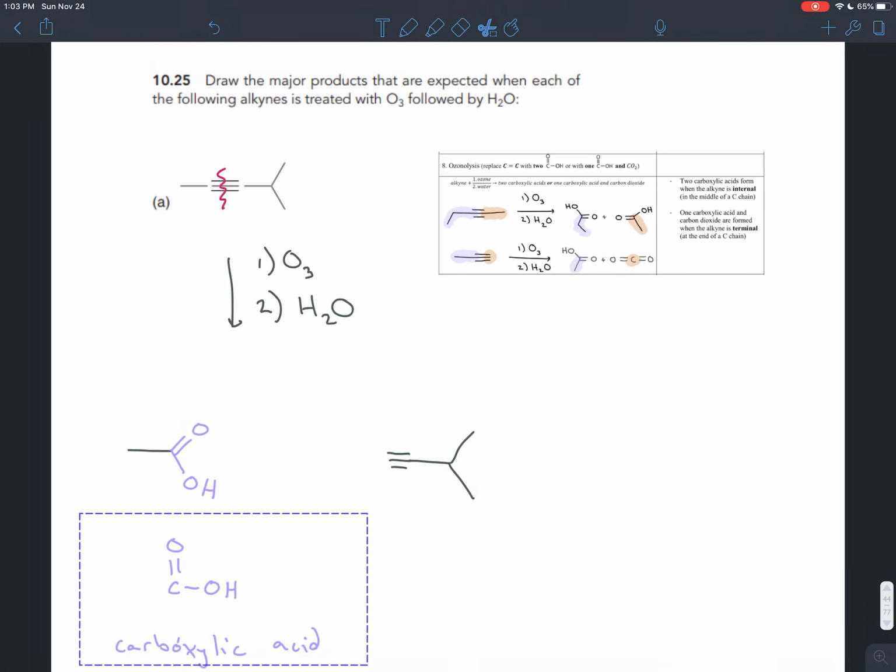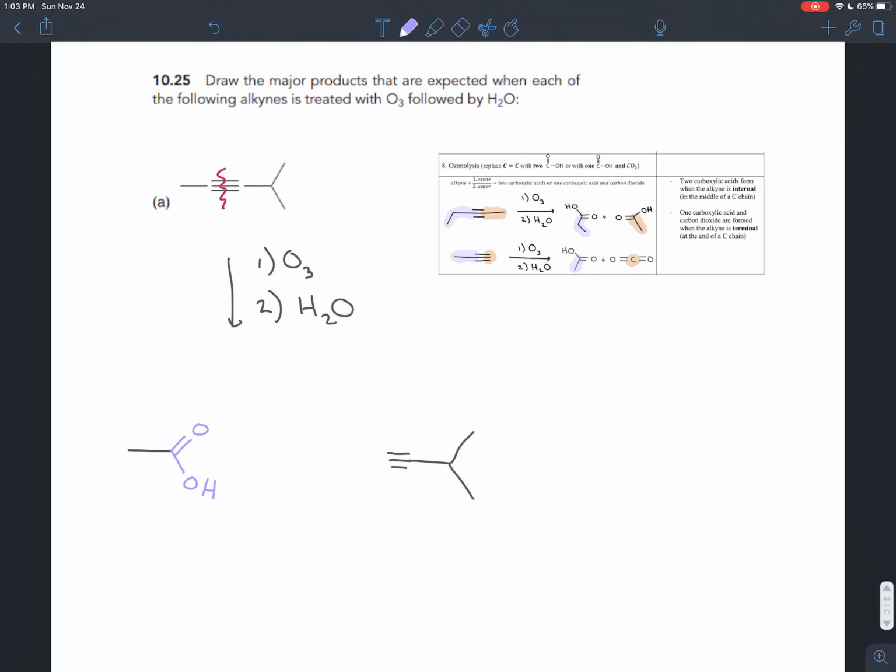Carboxylic acids are responsible for the word acid in amino acids. They give that name to that molecule. Amino acids have carboxylic acids in them. So they're a unique molecule, and you get them when you do this ozonolysis on an alkyne. So we've done one half. Let's do the other molecule. If we get rid of that triple bond, we just draw a double bond to an oxygen and a single bond to an OH onto the carbon that was involved in the triple bond. And so that's it. Those are your two products.